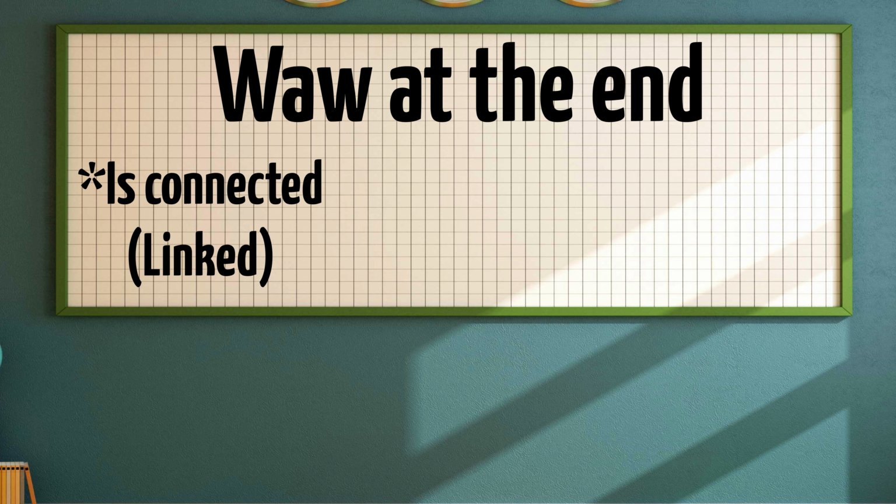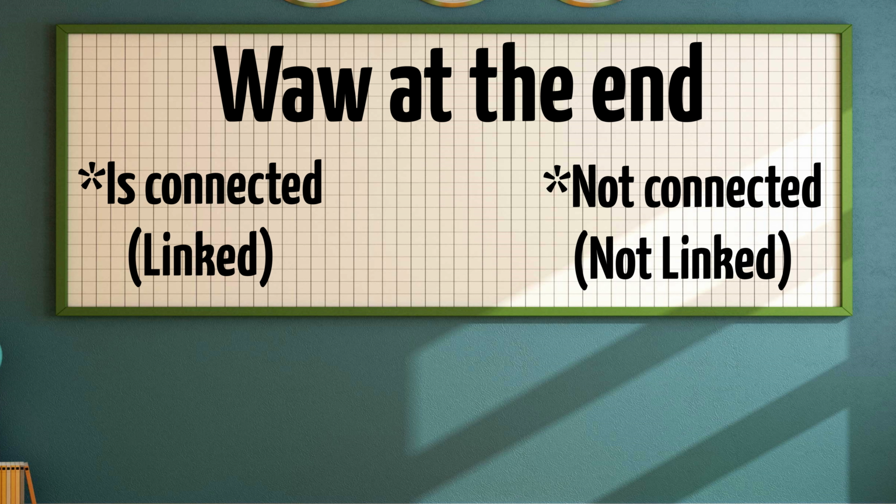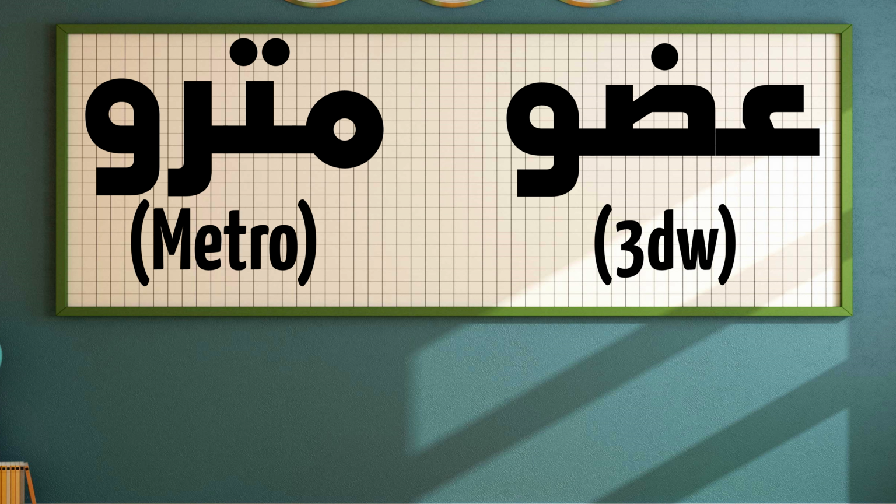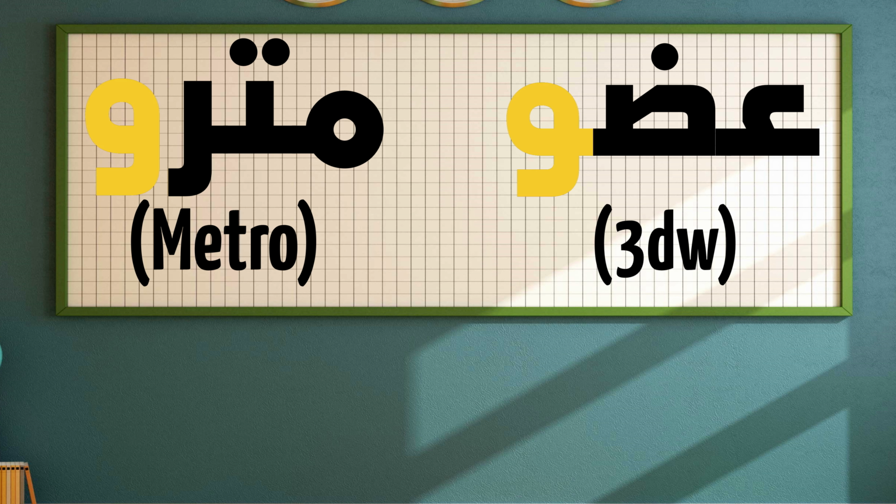Now last but not least for wow, let's see how it looks at the end. Wow at the end is either connected to the letter before it or not connected, and in both cases at the end, just write the wow how you write it in its general form as well. Let's take two examples to make that clear. Let's take the word عضو, which either means member or organ in Arabic, and the word metro, which obviously means metro in Arabic. In both examples, you can clearly spot the wow at the end, but the wow in the word عضو is connected to the letter before it, while the wow in the word metro is not connected at all.